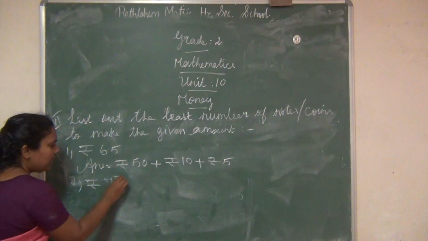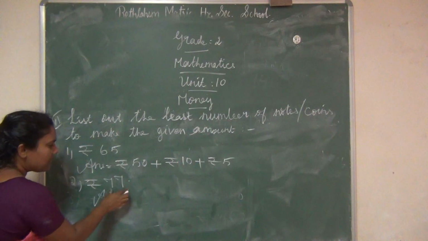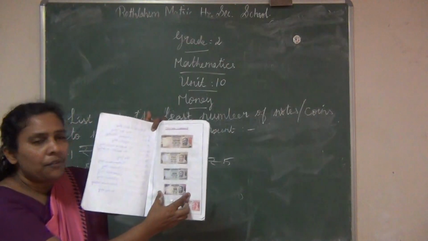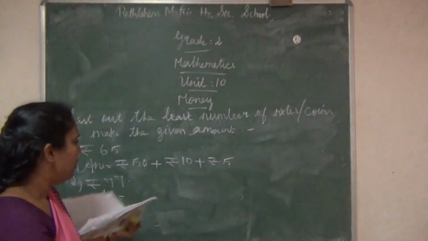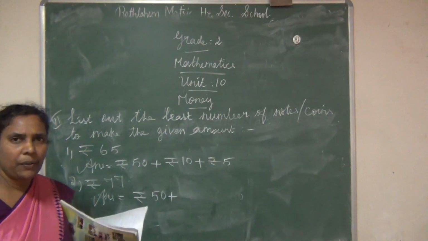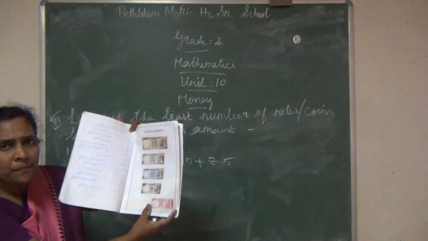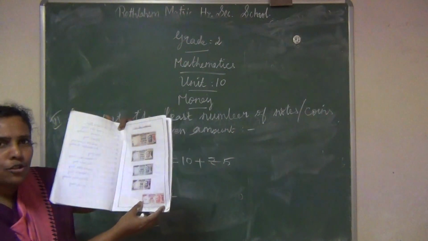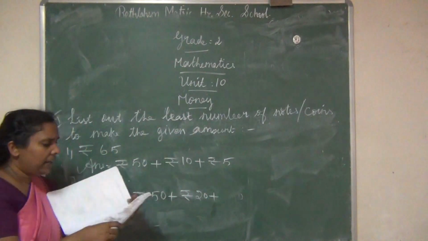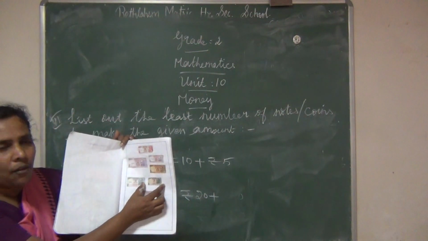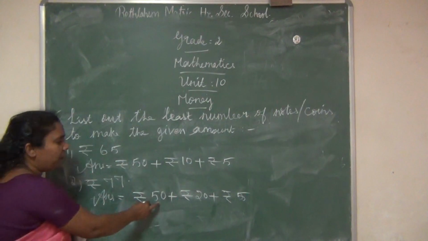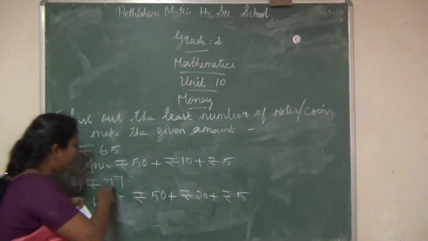Rupees 77. To get the answer 77, what are the rupee notes we need? Check here. First we need a 50 rupee note. So listen, first we should write rupees 50 plus. Next, which rupee do we need? 20. First 50, next 20. Rupees 20 plus, next which rupee do we need? We need rupees 5.